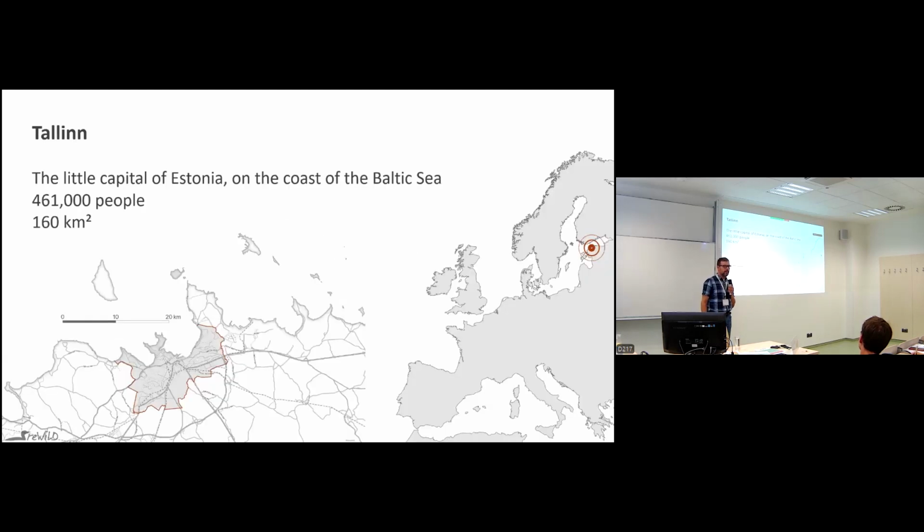Well, Tallinn is the capital of Estonia. It's not a big city in the European context, around 20 by 10 kilometers in size, and fewer than 500,000 people. And what is important about the location is that this is a coastal city, on the side of the Gulf of Finland.